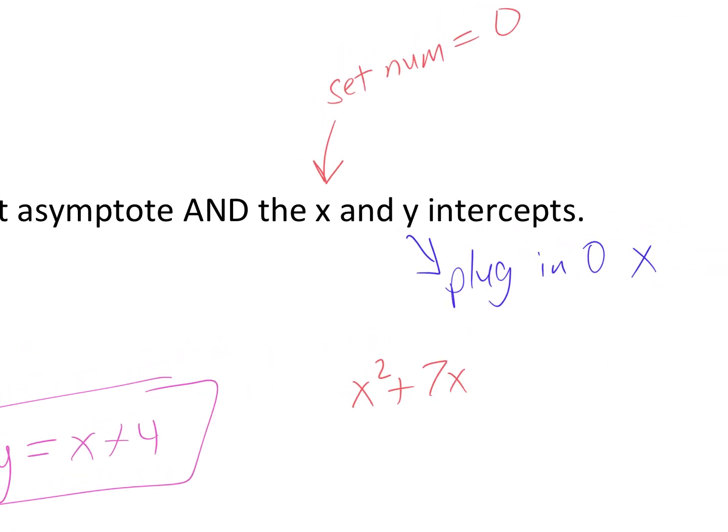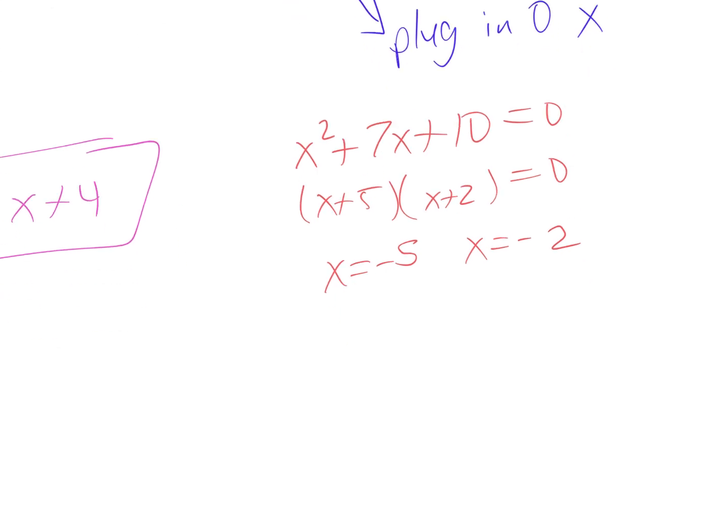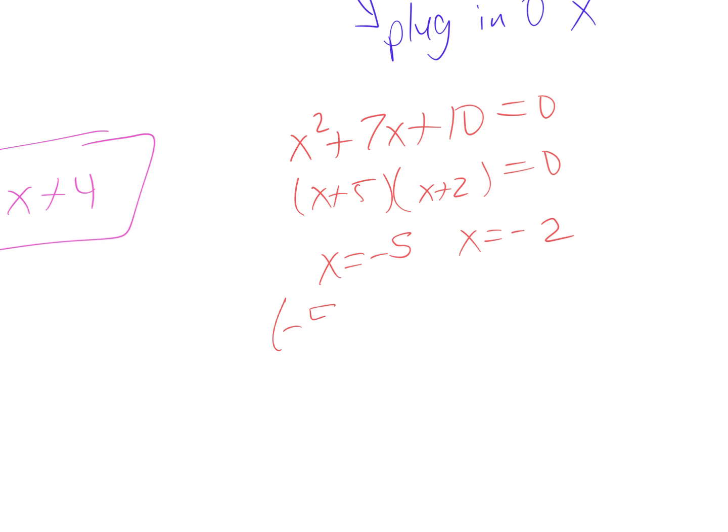If I'm going to find the x-intercept, I'm going to take the numerator, x squared plus 7x plus 10, and set it equal to 0. So when I factor this, what are the factors of 10 that multiply to give me 10 and add to give me 7? X plus 5, x plus 2. So I have x equals negative 5 and x equals negative 2. In order to get full credit, how do you write your intercepts? As ordered pairs. So it'd be negative 5, comma 0 and negative 2, comma 0. Good.